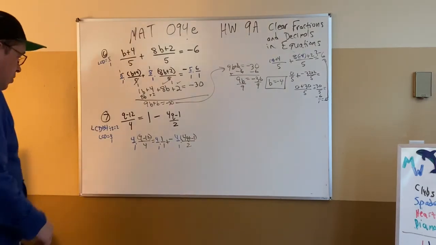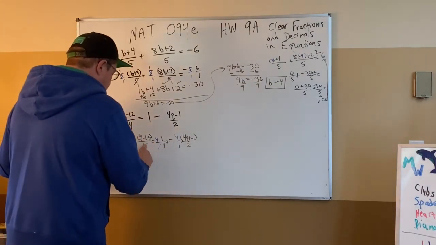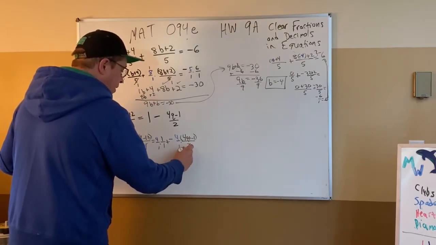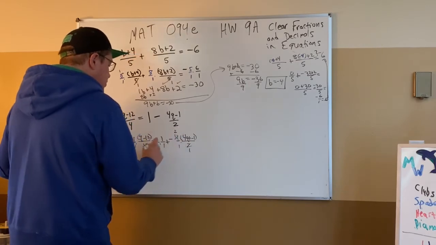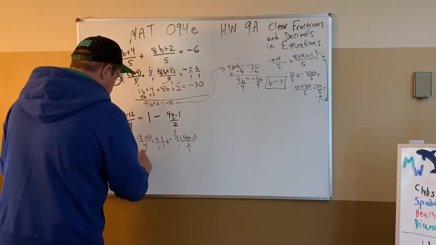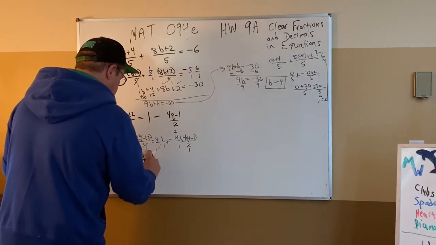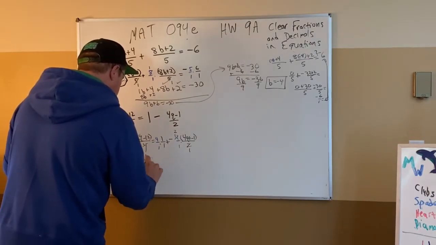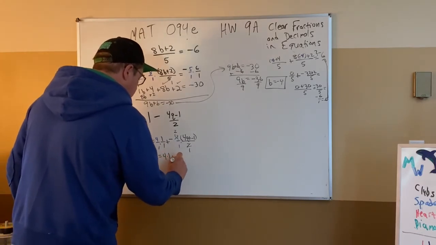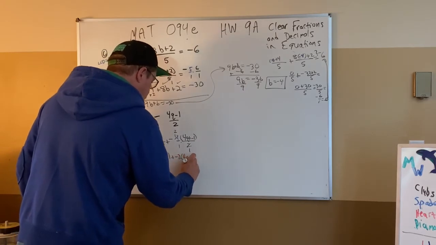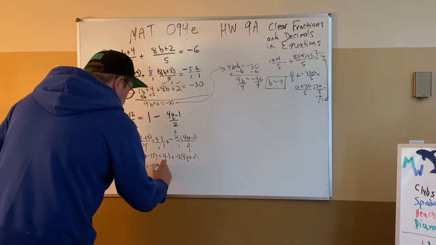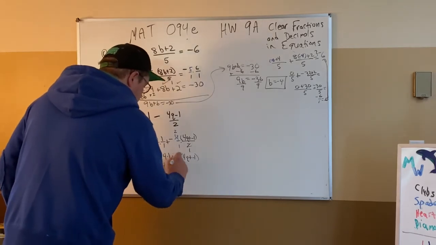And now when I come through, I'll see that I have 4 divided by 4 is 1, 4 divided by 4 is 1. 1 I don't need to cancel, and 2 divided by 2 is 1, and 4 divided by 2 is 2. And so now I'm ready to look at what happens when I have 1 times q plus negative 12 equals 4 times 1 plus negative 2 times 4q plus negative 1. 1q plus negative 12 equals 4 plus negative 8q.